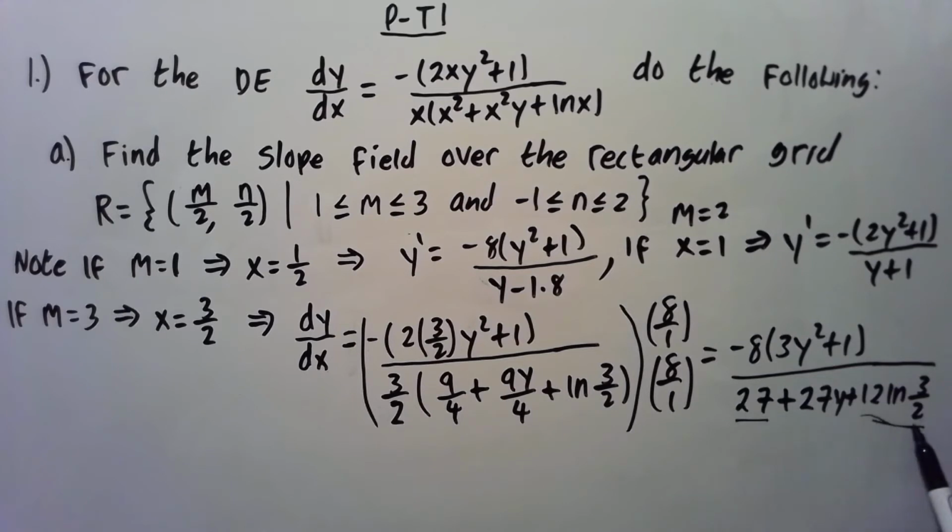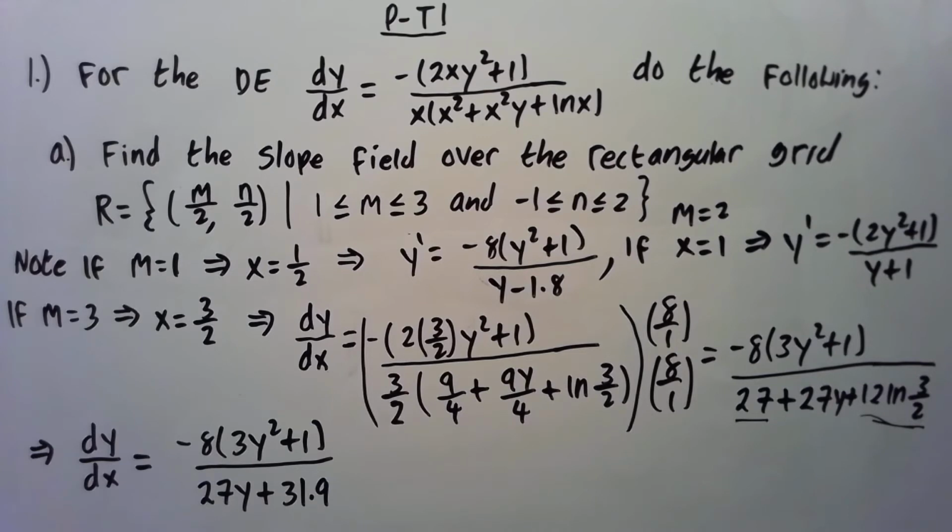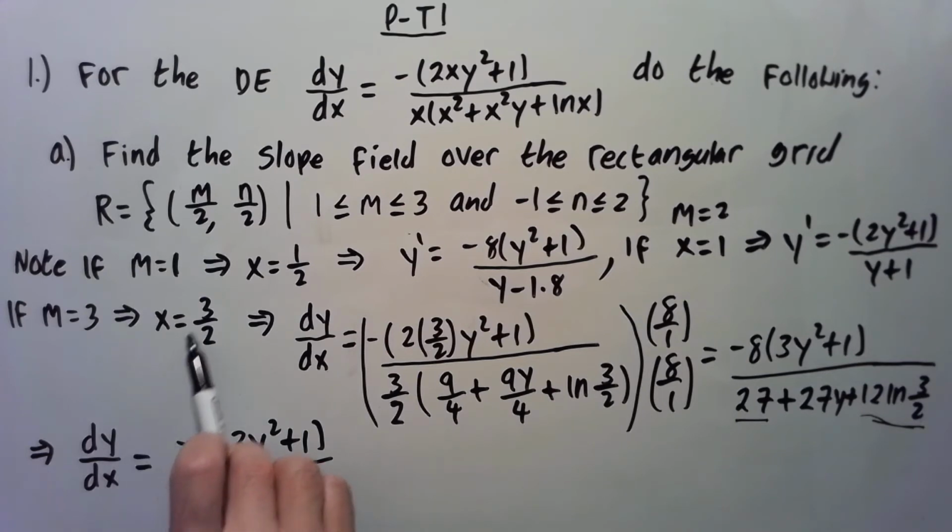So adding those together then, combining the 12 ln of 3/2 plus 27, rounding to one decimal place, it's 31.9 roughly. So this is our dy/dx. This is when x is 3/2.